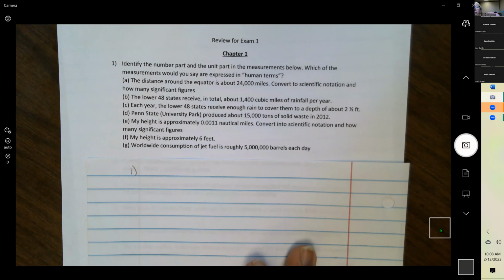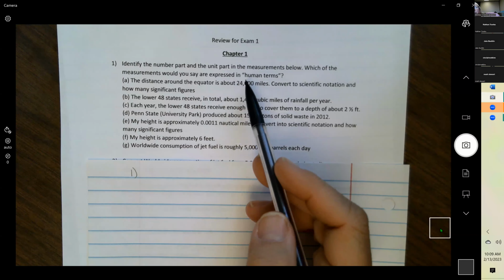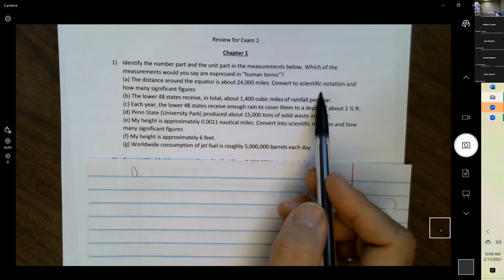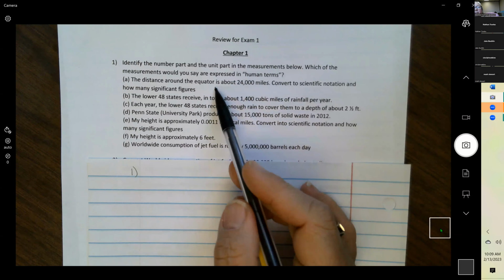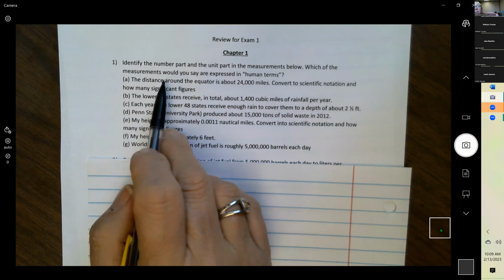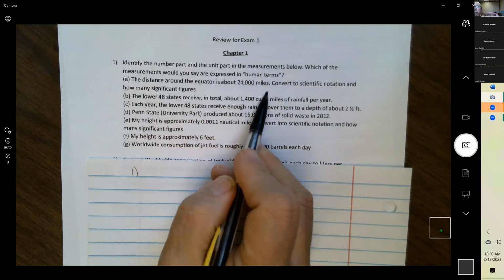Identify the number part and the unit part. Remember, the unit part's the measurement, like 5 miles, 5's the number, miles is the unit. Now, on some of these, I also asked you to express, it asks if it's in human terms. But then I said like scientific notation, significant digits on some of them, so we could practice. Okay, so the distance around the equator is 24,000 miles.